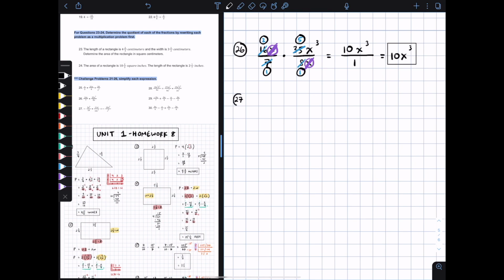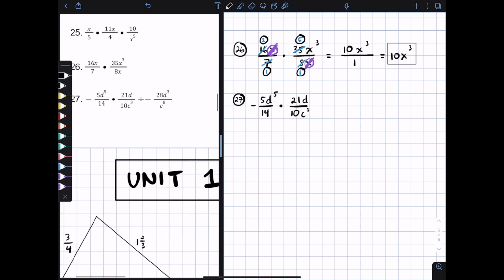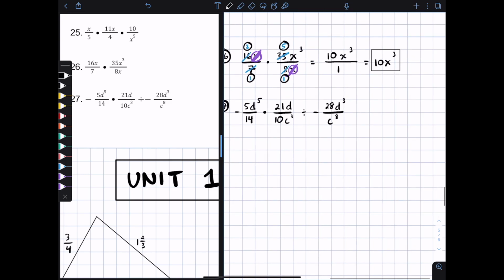This one looks a little scarier. 27, we have negative 5d to the 5th power, and that's over 14. And we're going to multiply this by 21d over 10c to the 3rd power. Let me see. Yeah. And then divided by negative 28d to the 3rd power over c to the 8th power. Okay, I think I got it all.